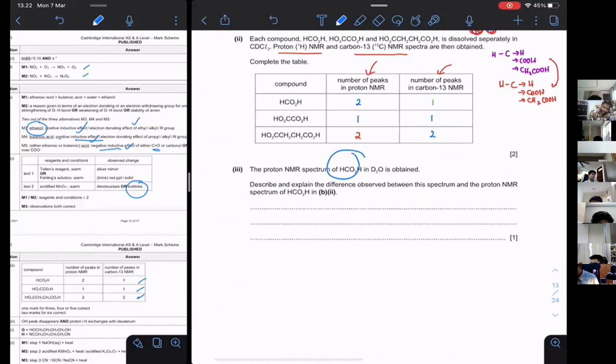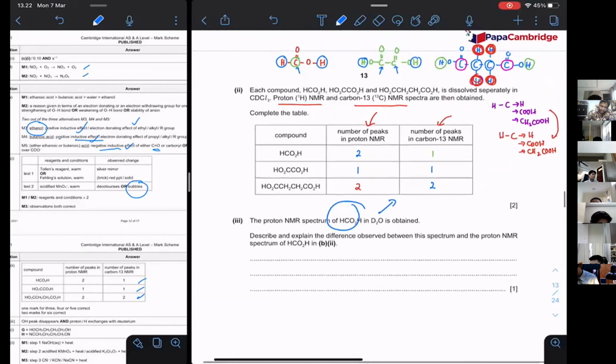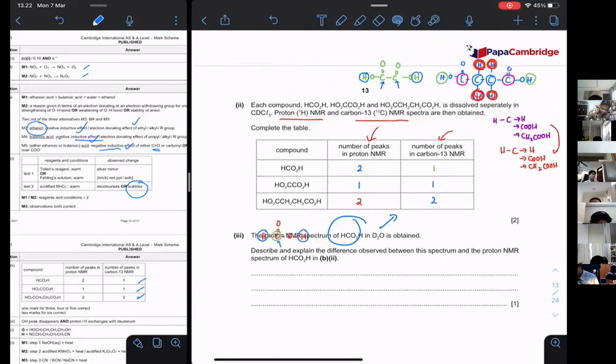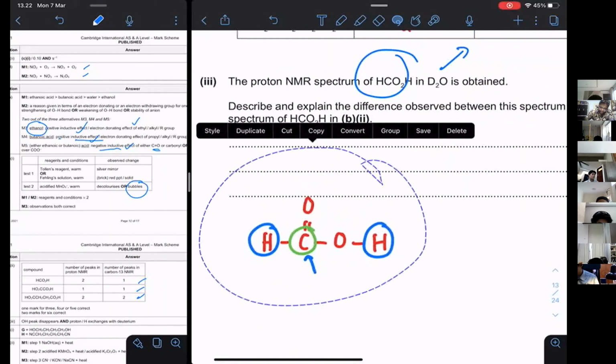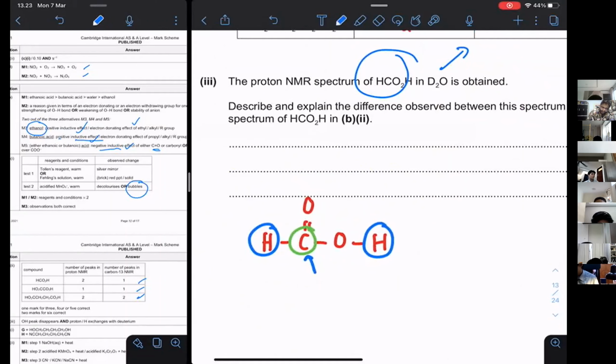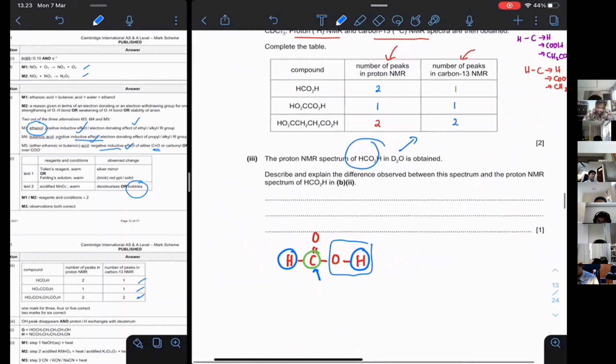Now the proton NMR spectrum of this in D2O. There are certain things that will disappear. So I'll just bring this here. What are the things that will disappear over here? Of course, the one that will disappear is the one involving the OH. Explain the difference. Previously we were supposed to have 2 peaks, so now you are only going to have 1 peak. Only 1 peak will be observed.